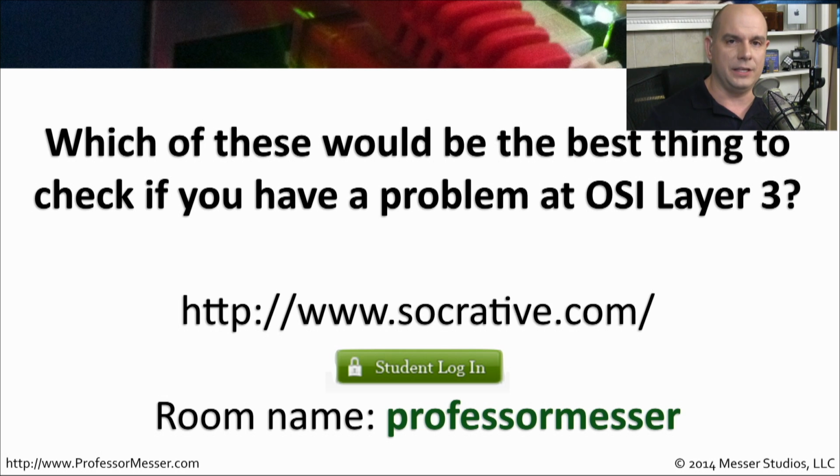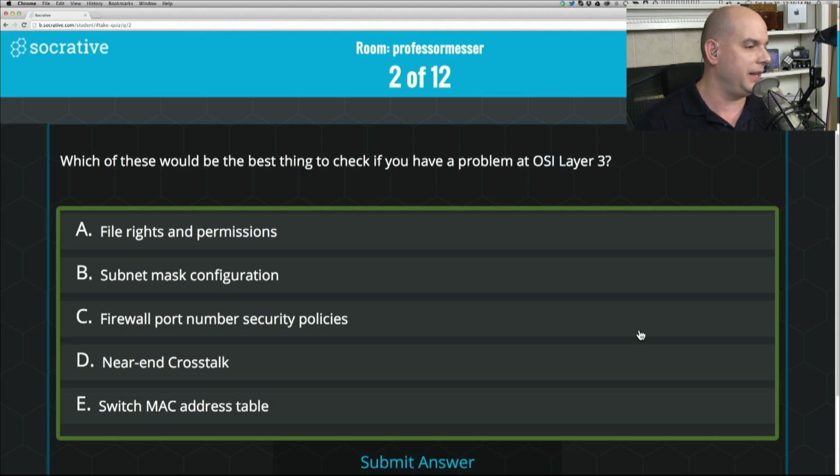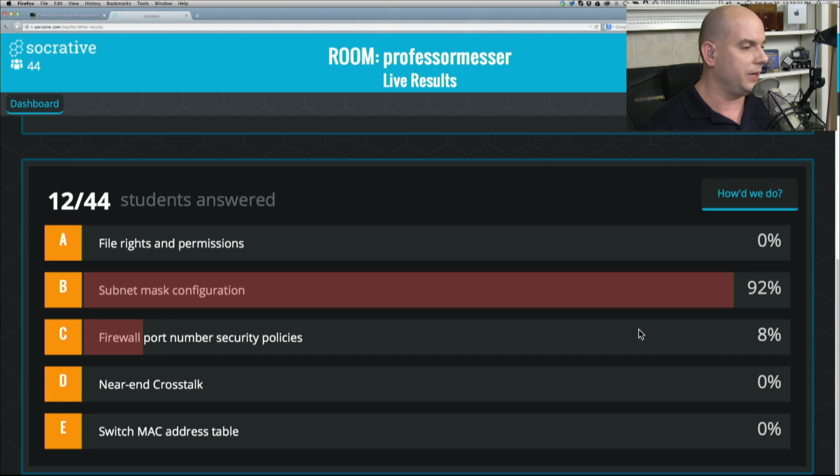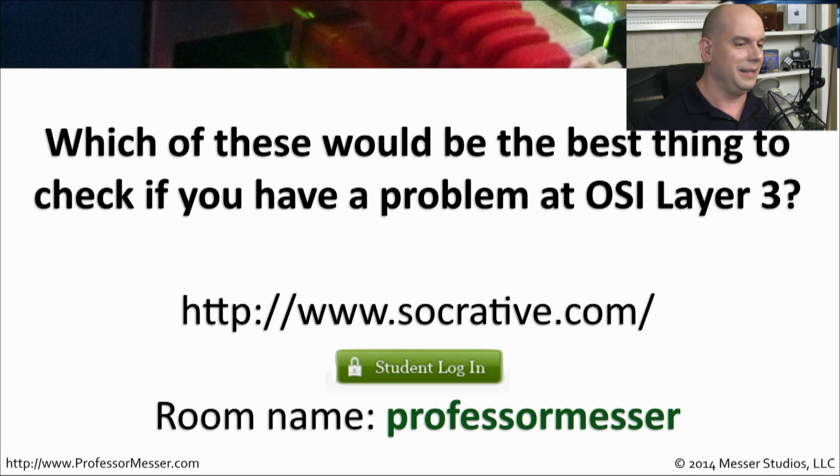One of the things about this stream, by the way, is you're seeing it about 30 to 45 seconds after it goes out, so it'll begin on my side adding these things up, and you'll start to see those things happening on the screen. The question and the answers again: file rights and permissions, subnet mask configuration, firewall port number security policies, near-end crosstalk, or MAC address table. So now I'll give you a little glimpse of what people were answering. I think we've got a few people that have answered so far.